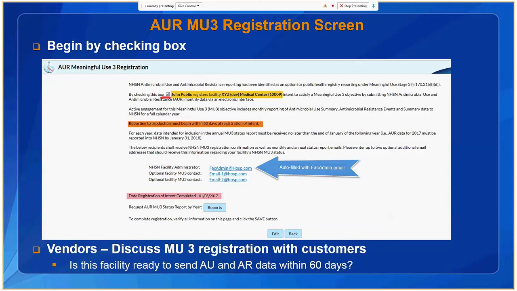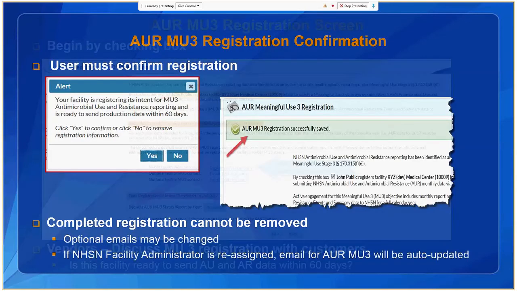Vendors will need to discuss MU3 registration with customers, because you do not want them signing up if they're not ready to send data, because they're supposed to send their data within 60 days. I want to make sure that you are aware of that, and you can give guidance to your customers. Next slide.